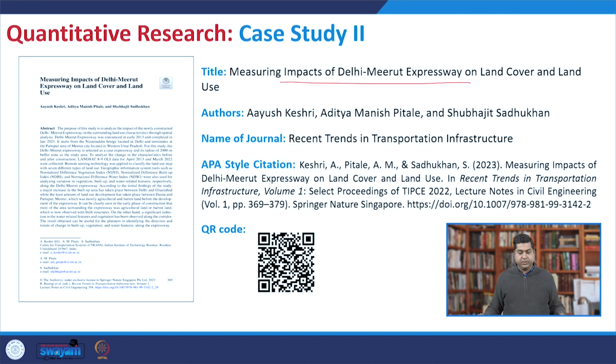It is a paper which was initially submitted for a conference, and finally it came out as a book chapter in Recent Trends in Transportation Infrastructure. The full citation is given. If you are interested to read about this article, you can search by this particular name, or you can also use the DOI or the URL given here. And for easy access, I have given the QR code of this paper, so those who are interested can easily get to this article.